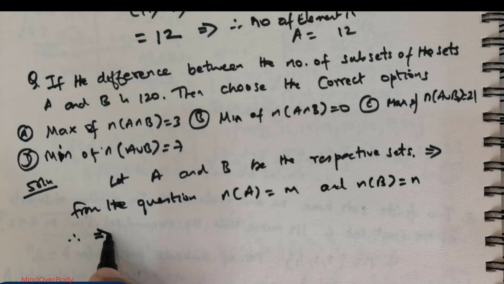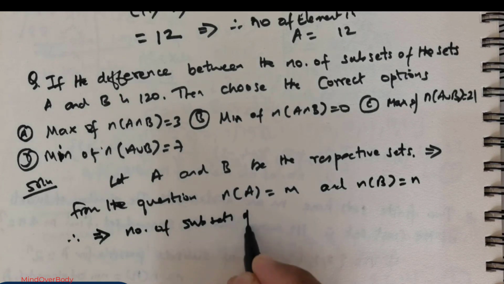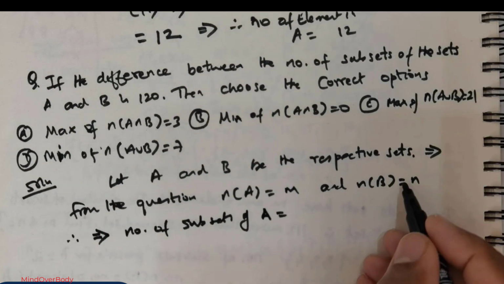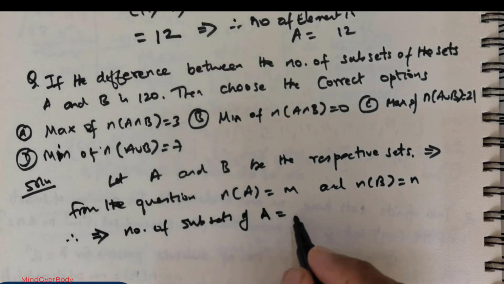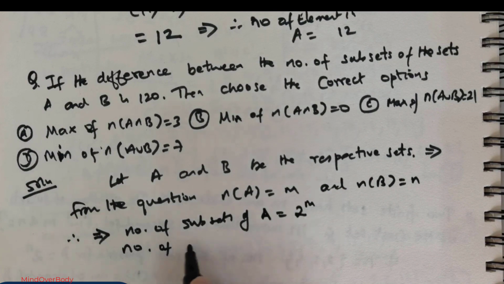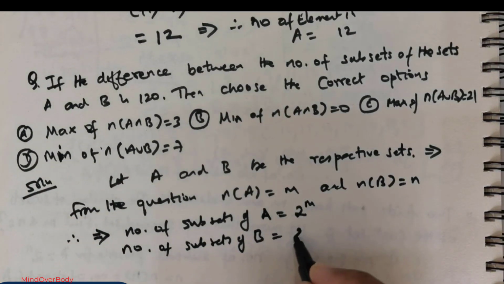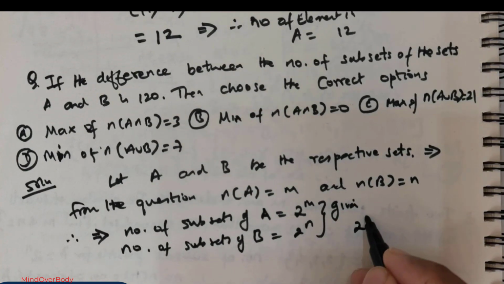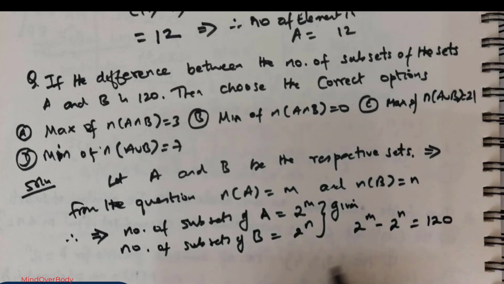So this means the number of subsets of A. So when I say n of A, number of elements in A. When I say n of B is equal to n, it means number of elements in B. So number of subsets of A is going to be 2 raised to the power of m, and number of subsets of B is going to be 2 raised to the power of n. Okay, what is given? The difference between these two is equal to 120.